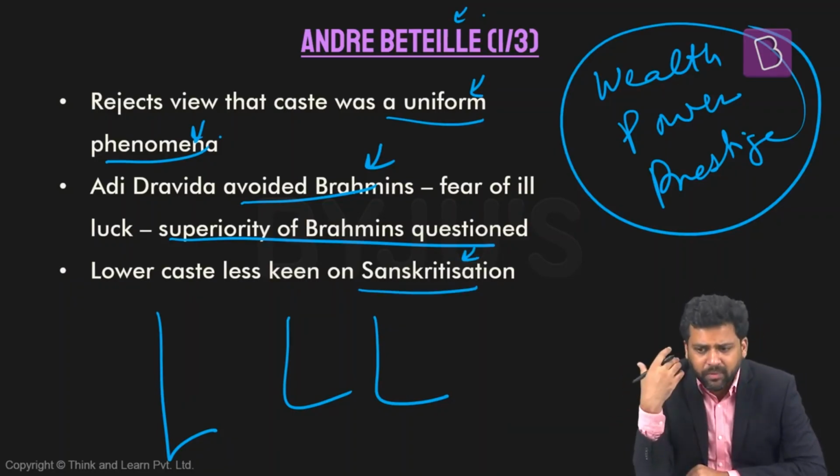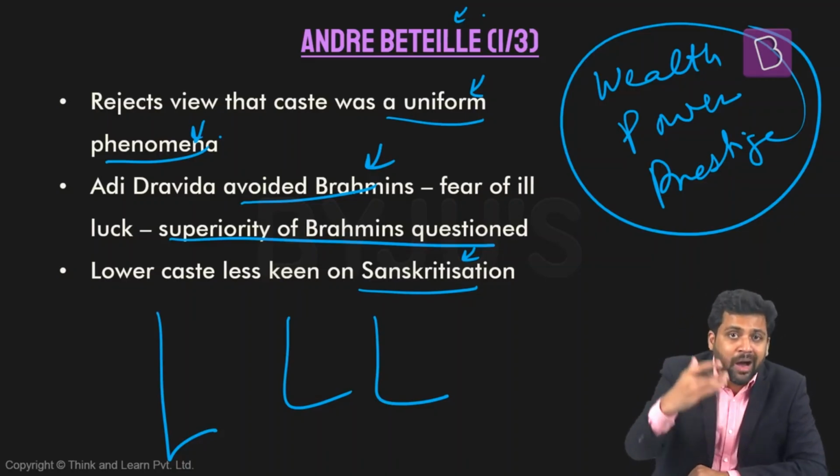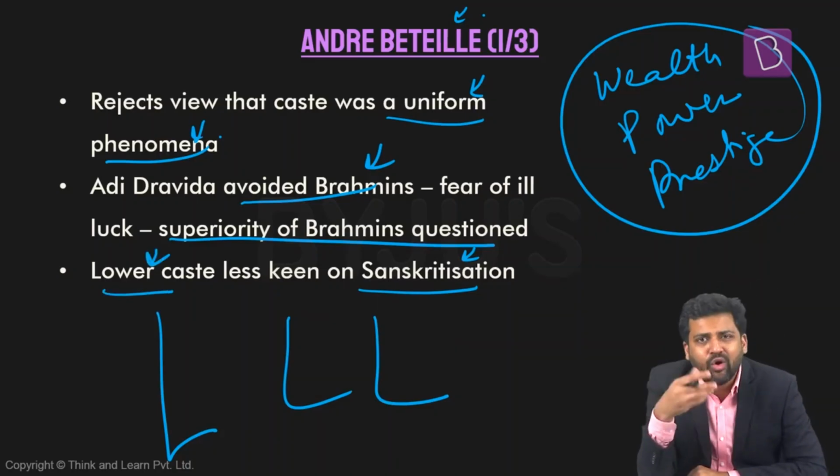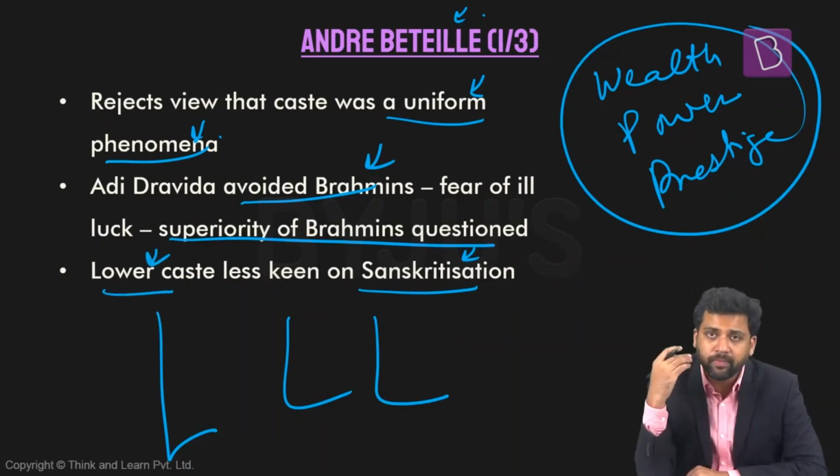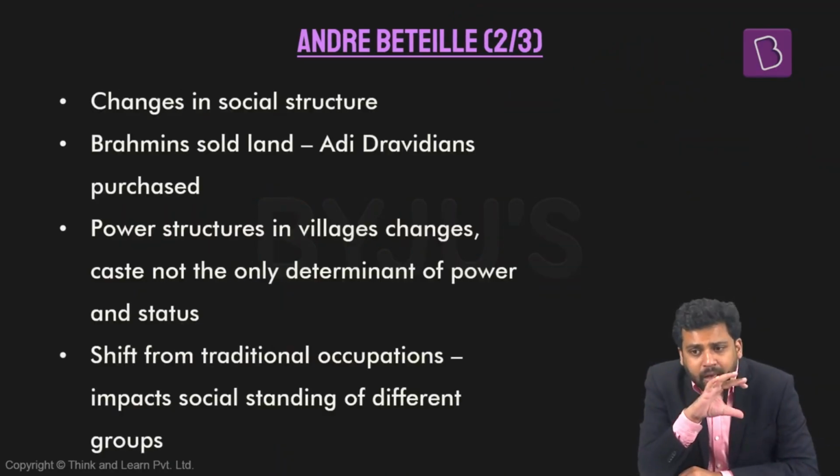Also, he questions Sanskritization. Right? Eventually, it was said that Sanskritization is the process by which those who are from the lower caste, those who are from the middle caste, can move their position up the ritual hierarchy. But he finds out that not necessarily all lower caste members were keen on using Sanskritization as a way to move up the social ladder. That's what he's finding. And then he also looks at how the social structures are changing.